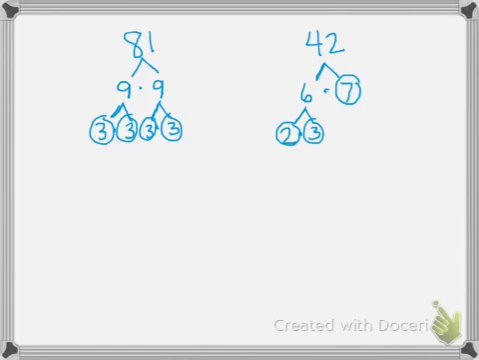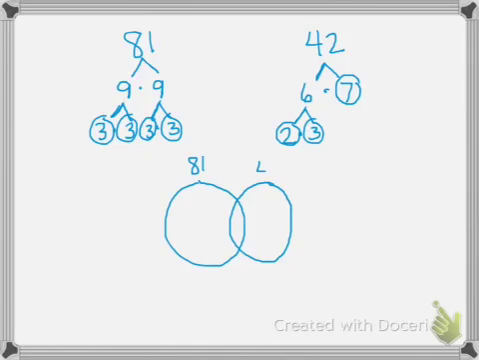The next thing I'm going to do is draw my Venn diagram. So Venn diagrams always have a shared space. Okay, this is going to be my circle for 81 and this for 42. So what I'm going to do is find all the prime factors that they share, and those are going to go in the middle.